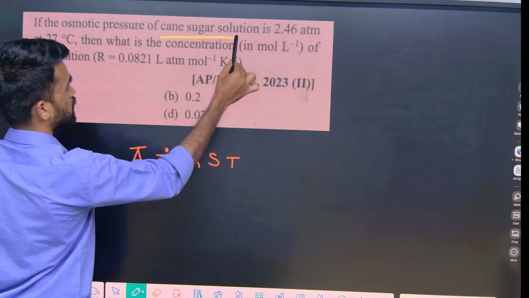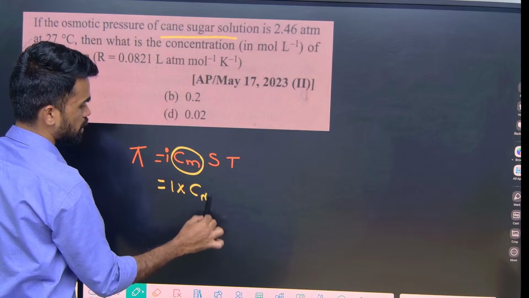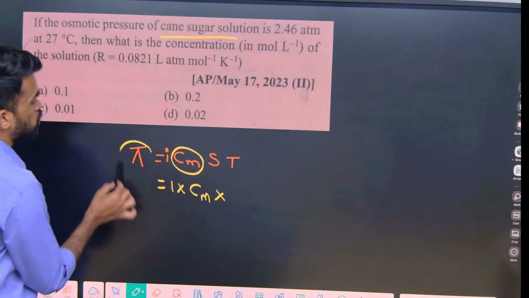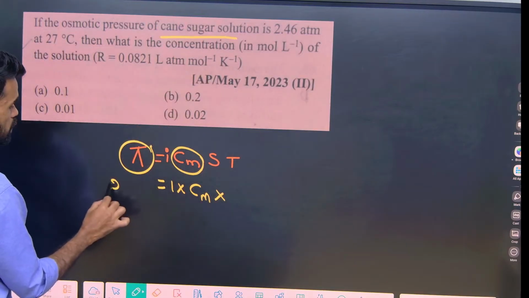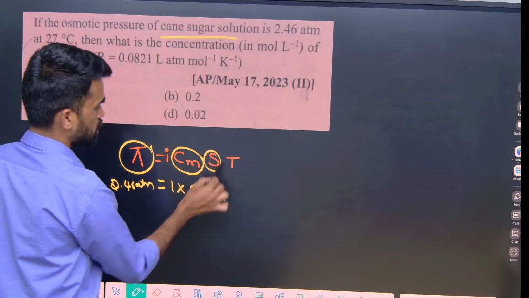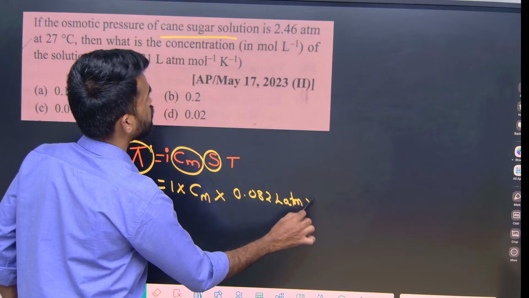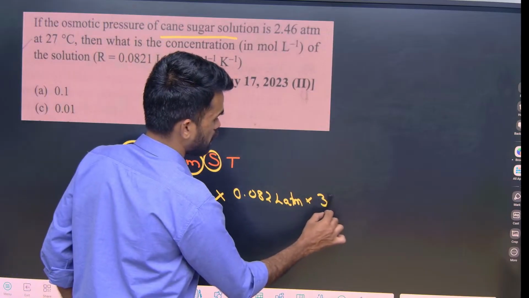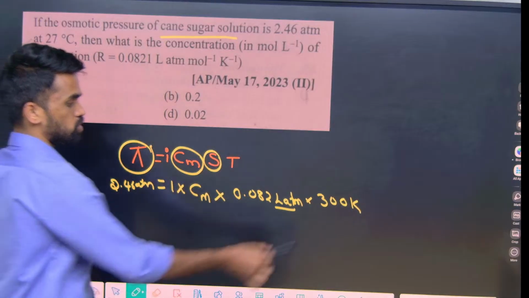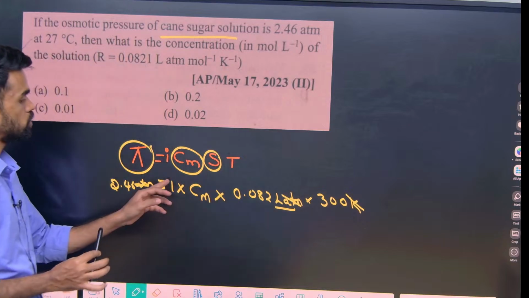Cane sugar is a non-electrolyte, its i value is 1, and they are asking for molar concentration. This is Cm, molar concentration, that is nothing but molarity. Here pi is mentioned as osmotic pressure 2.46 atm, right? And on this side, S is 0.082 liter atm, and temperature is 27 degrees, so take it as 300 Kelvin. The units are liter atm per Kelvin per mole, so you can remove the Kelvin there. Here the atm pressure is removed, so here 1 molar is there.